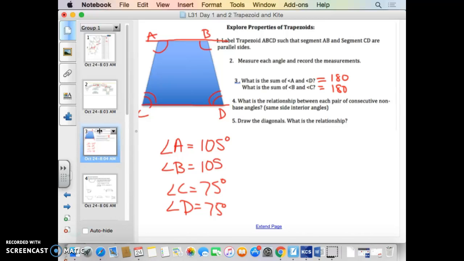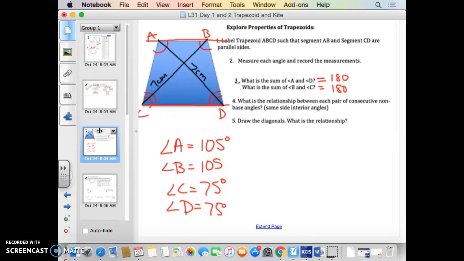So those are the supplementary angles. And so the base angles are congruent on the top and the bottom. All right, so the next thing it asked was, what is the relationship between the diagonals? If I draw a diagonal here and a diagonal here, and I measured in centimeters, I got that this was 7 centimeters, and this diagonal was also 7 centimeters.